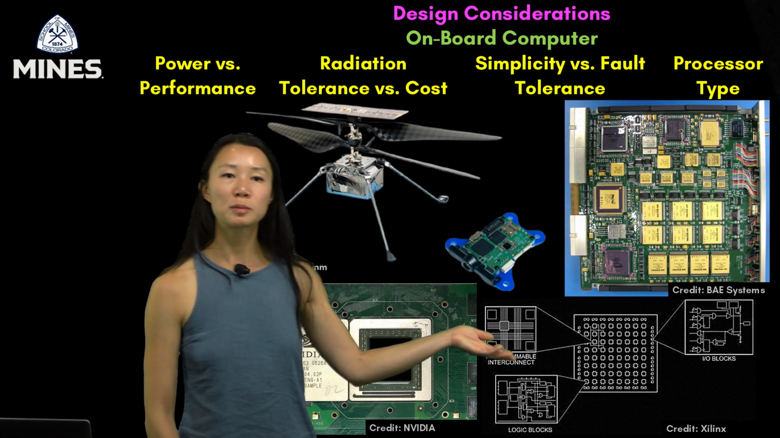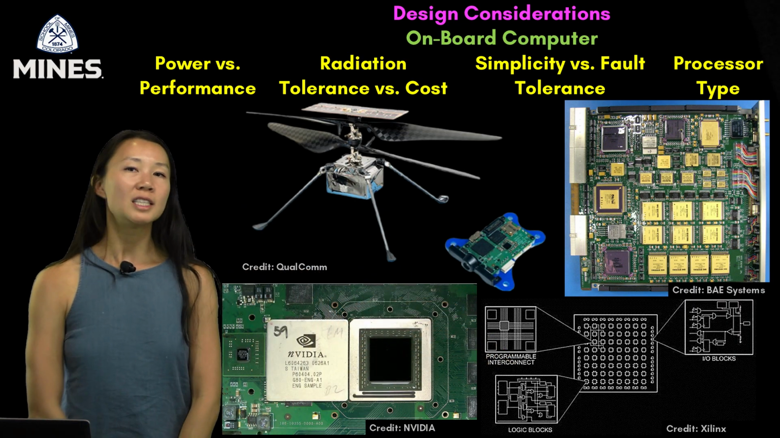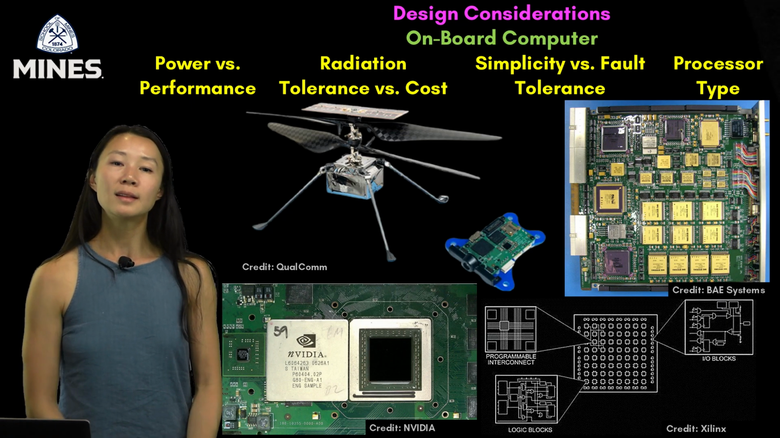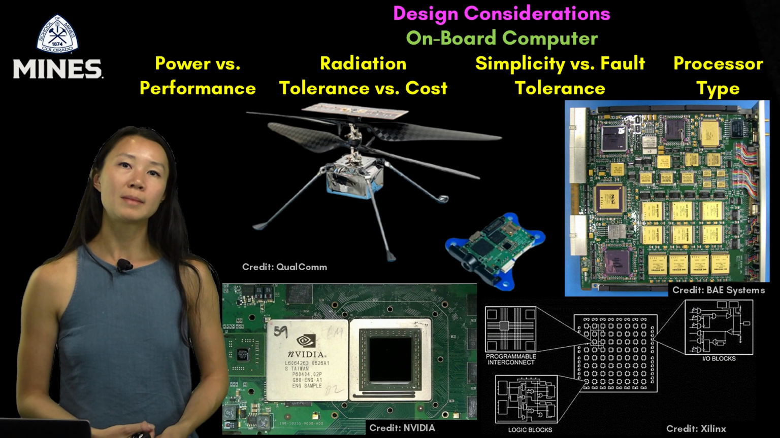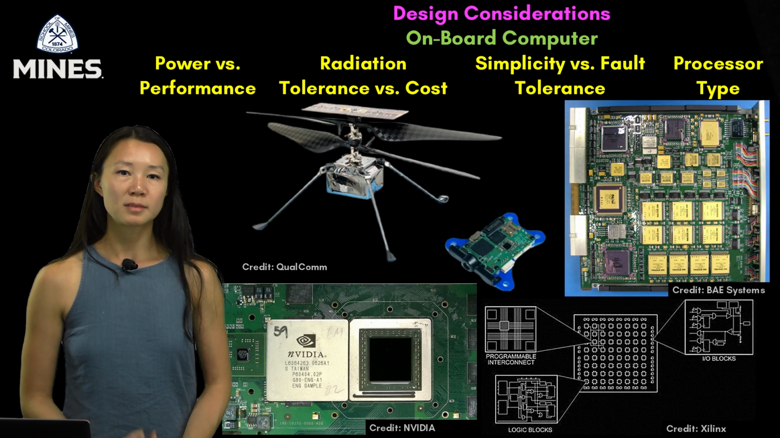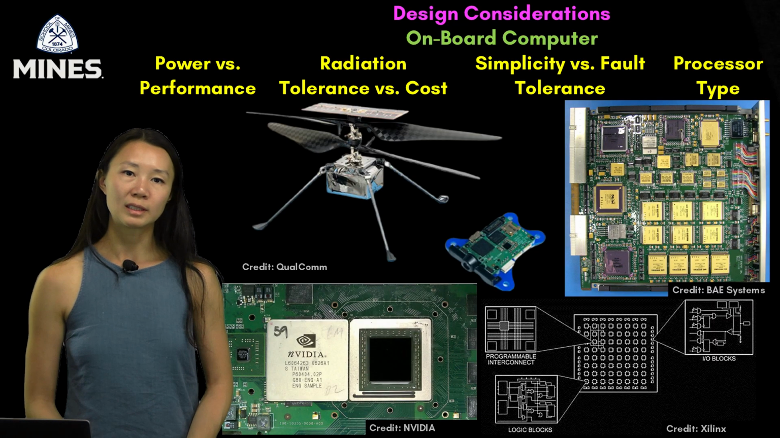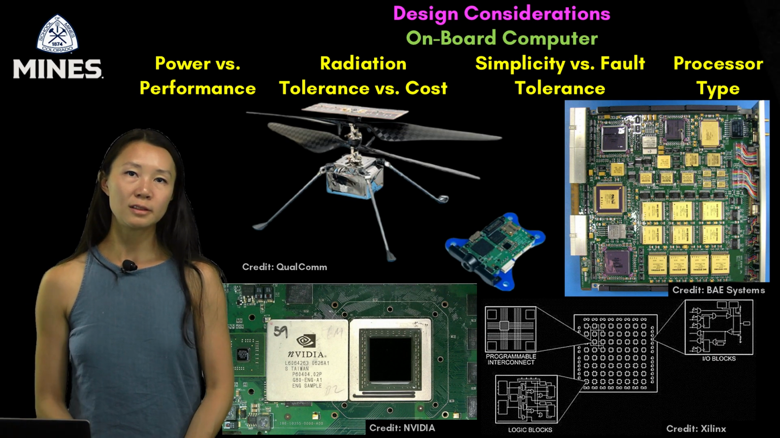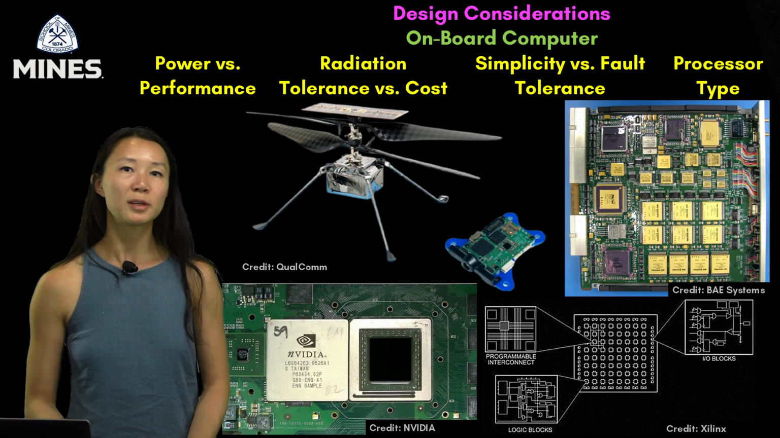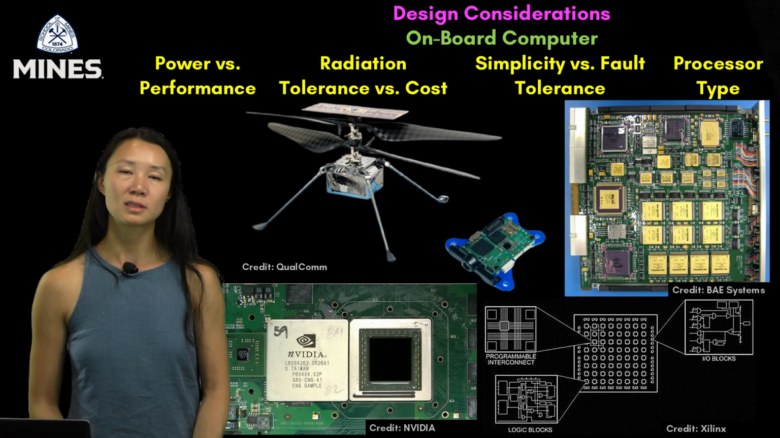FPGAs, or field programmable gate arrays, are a different breed altogether. They allow you to reprogram the hardware logic itself, making them ideal for tasks like custom sensor interfaces, high-speed signal processing, fault-tolerant logic with built-in voting or self-repair, and they're widely used in space avionics today, from CubeSats to flagship missions.